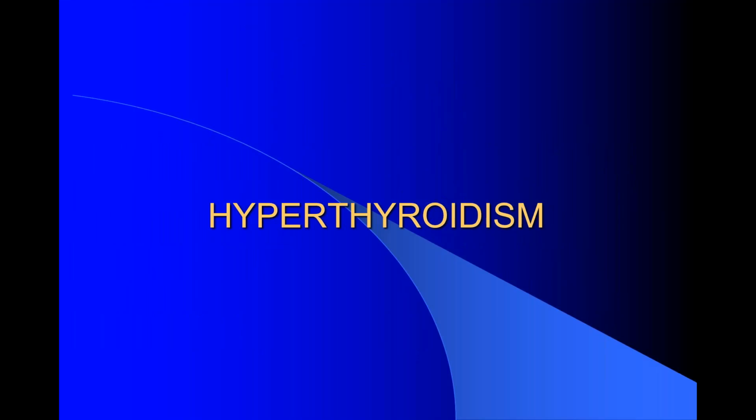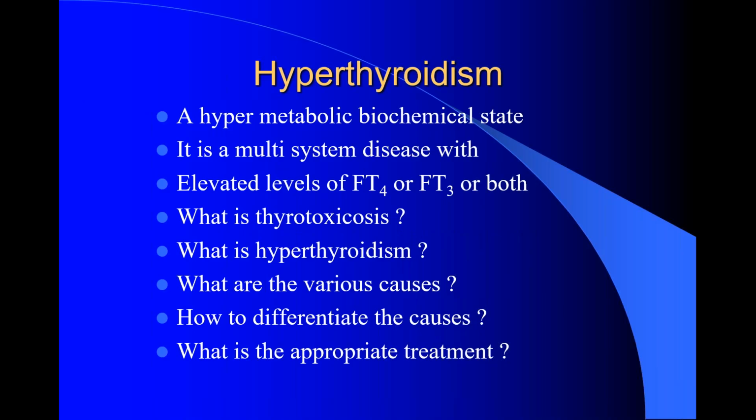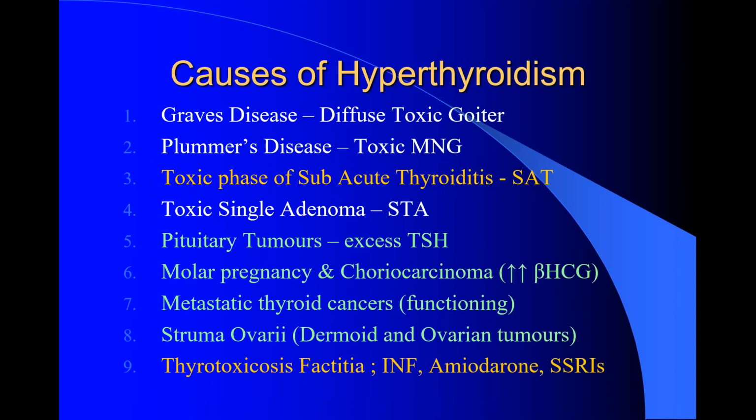Then, just the opposite of hypothyroidism: hypothyroidism was because of low levels of thyroid hormone, hyperthyroidism is because of high levels of thyroid hormone. So coming on to hyperthyroidism, it is a hypermetabolic biochemical state, a multi-system disease in which there are elevated levels of free T4 and free T3 or both. Fine. Then you should note the causes, how to differentiate the causes, and what is the appropriate treatment.